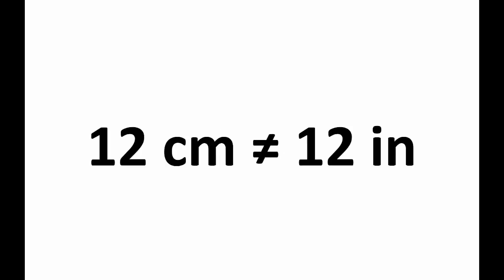For example, the quantity of length can be expressed in the units of centimeters, meters, kilometers, and inches, just to give a few examples. So 12 centimeters does not equal 12 inches, even though both are units of length. So to be clear on what we mean, the number must have a numerical value as well as a unit.